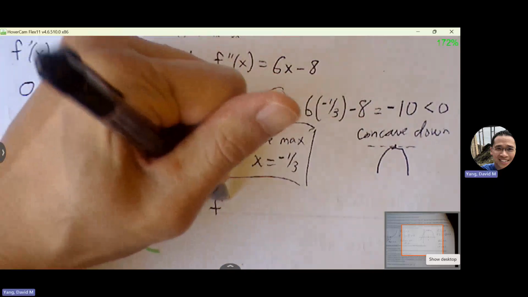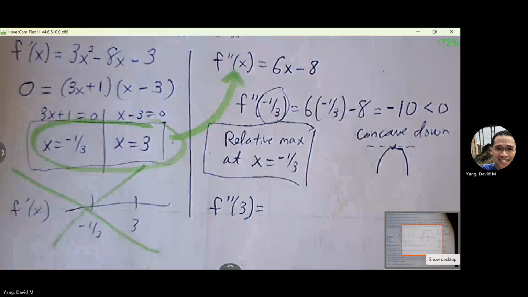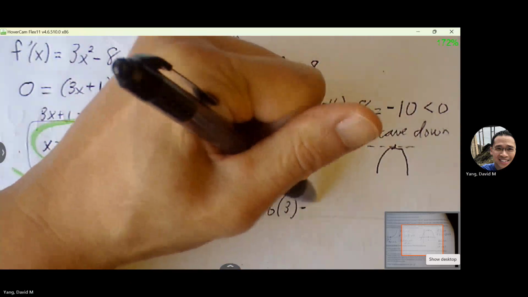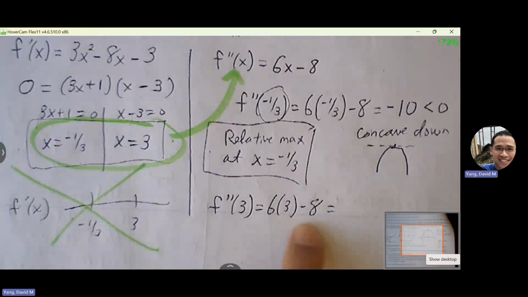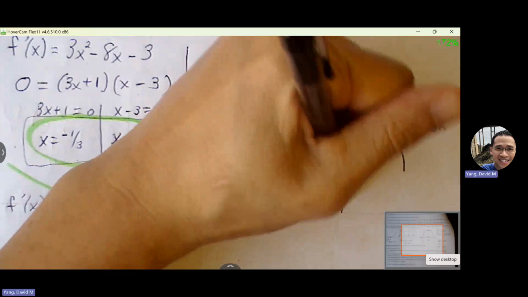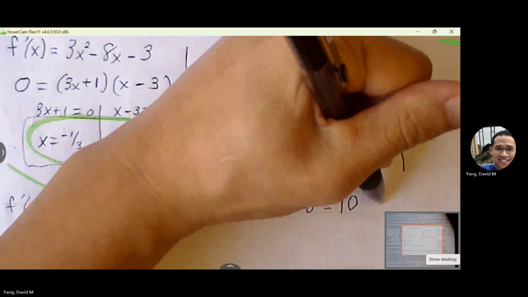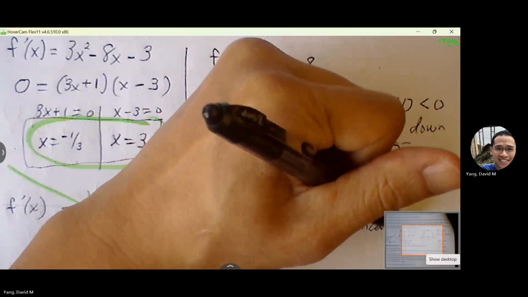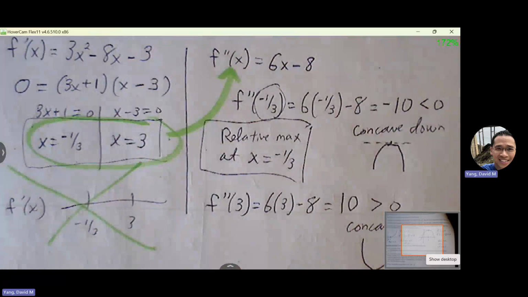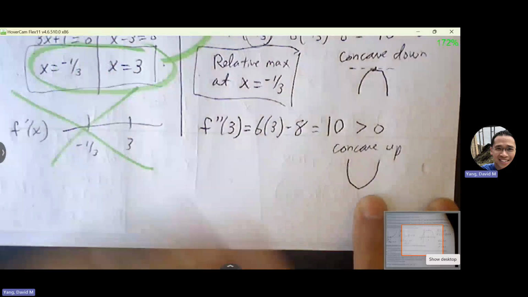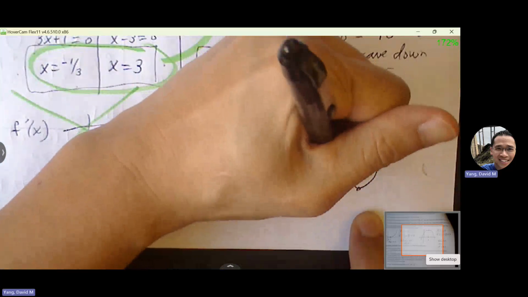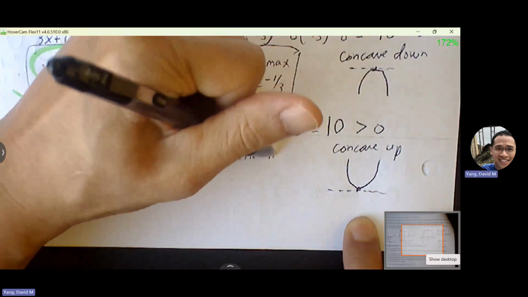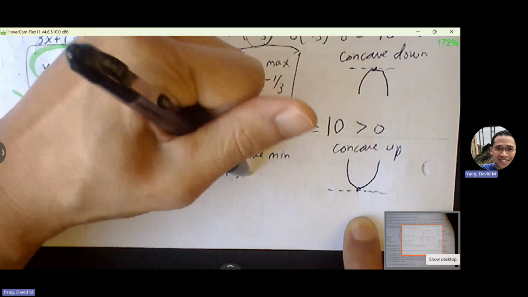Okay, let's test 3. So we're going to plug 3 into the second derivative function. What do we get here? 10. Again, this number is not important. It's the fact that it's what? Positive. So positive second derivative means what? Concave up. This is what concave up looks like. The only place that you see a slope of 0 is this point, which must mean we're staring at a what? Relative min. So we can say relative min at x equals 3.